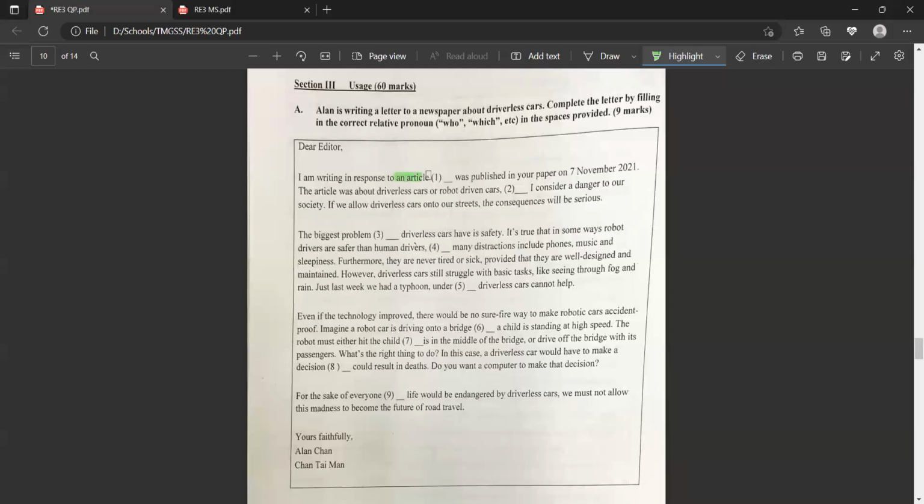An article, robot-driven cars, problem, drivers, typhoon, bridge, child, decision, everyone, and then you'll know the answer.